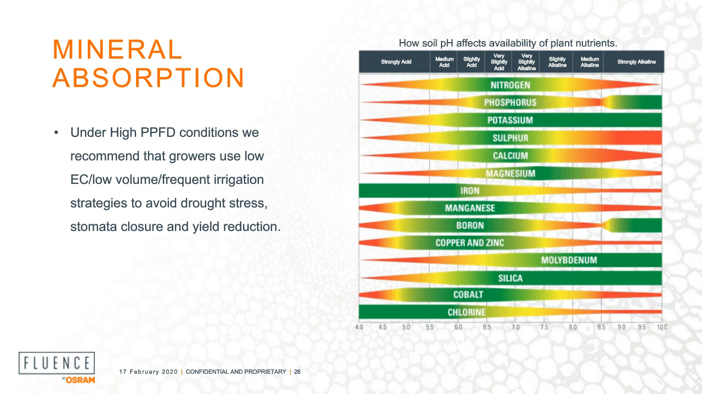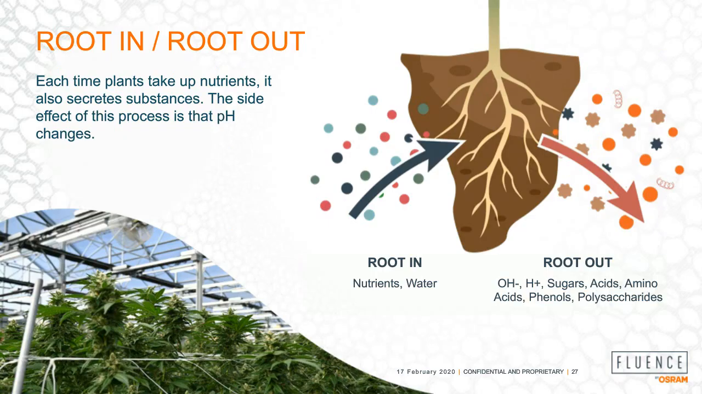What we see in cannabis to be the range of pH that is successful for most growers and most cultivars is anywhere between 5.5 and 6.5. Another key thing for growers to remember is that under high PPFD, it's recommended that growers use low EC, low volume, and frequent irrigation strategies to avoid drought stress, stomata closure, and yield reduction.